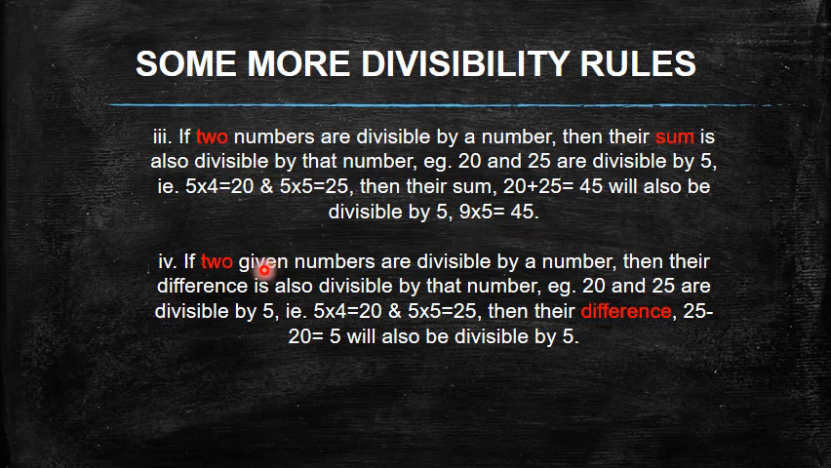Another rule is, if two given numbers are divisible by a number, then their difference is also divisible by that number. For example, 20 and 25 are divisible by 5, 5 fours are 20 and 5 fives are 25. Then their difference 25 minus 20 is 5, which is also divisible by 5.